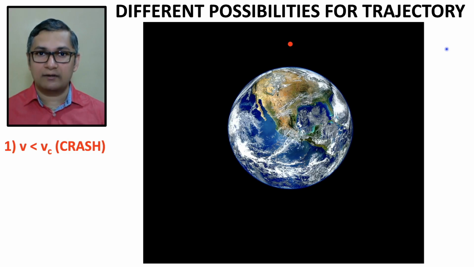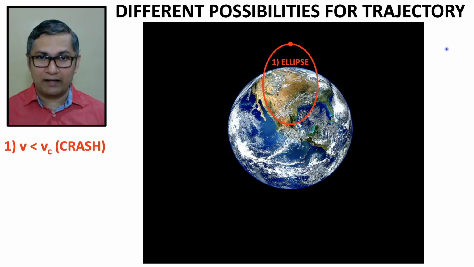So that's why this word critical. Okay, if the speed is less than critical, then see what happens. I've written crash, right? So most probably what is going to happen is it will achieve an elliptical path. So this is the first case. It will achieve an elliptical path, but the trajectory of this ellipse will enter into Earth's atmosphere.